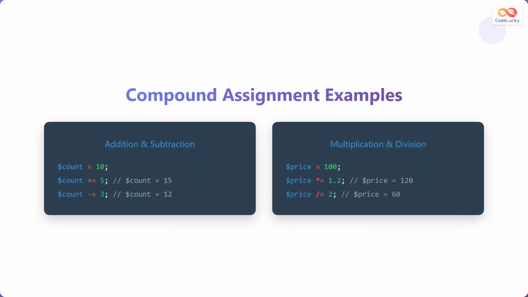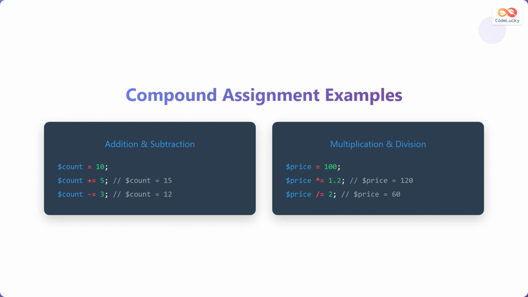Here are a couple of examples of compound assignment operators in action. First, we have addition and subtraction. We assign 10 to the variable $count. Then $count += 5 is the same as writing $count = $count + 5. So the new value of $count is 15. Similarly, $count -= 3 is the same as writing $count = $count - 3, which gives 12.